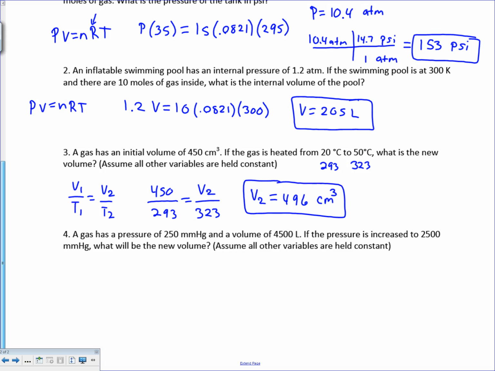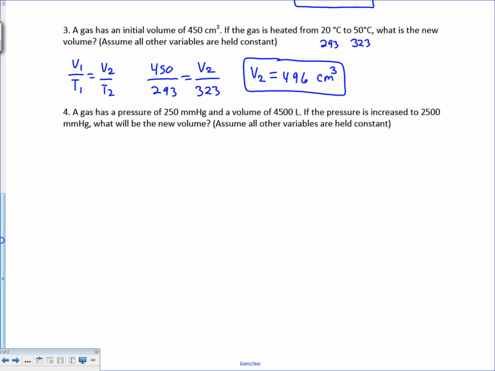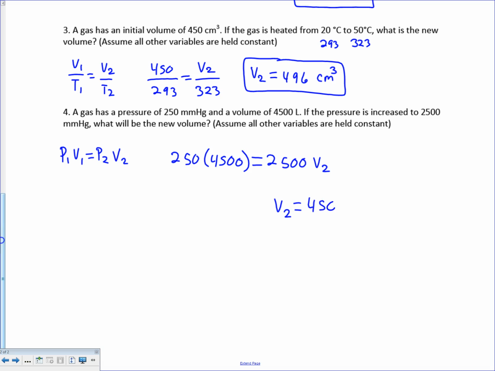All right, for this last problem, number 4, this one is another comparison one. We're comparing volume and pressure, so we're going to be using a proportionality law. The one between volume and pressure is P1 V1 equals P2 V2. So we plug things in, 250 times 4,500 equals 2,500 times V2. Go through and calculate that. You should get V2 equals 450 liters.